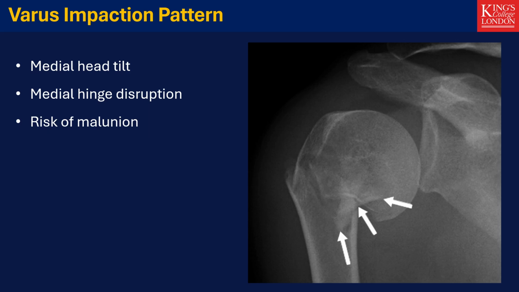Observe the medial cortex. The calcar region is compressed and the medial support is compromised. Loss of medial hinge integrity increases the risk of progressive varus collapse and malunion. Glenohumeral alignment remains preserved, so this is not a fracture dislocation. Always describe angulation and medial cortical continuity explicitly in your report.